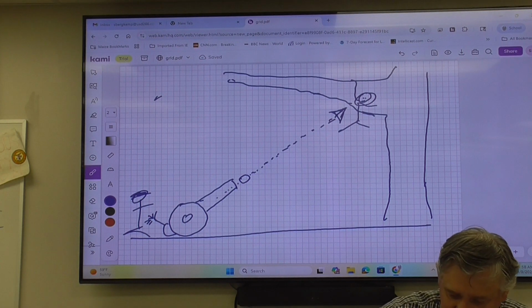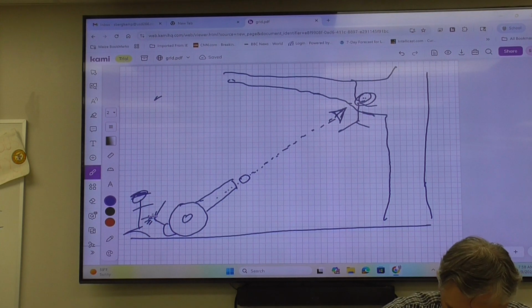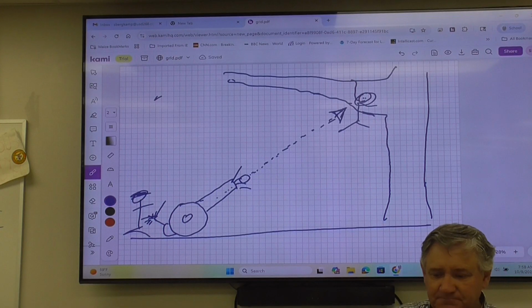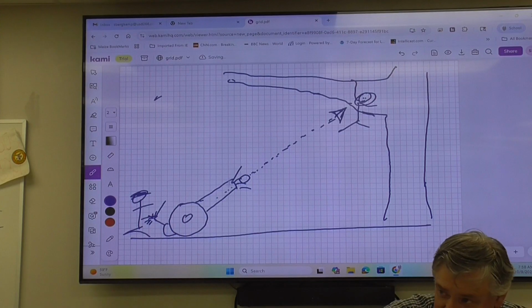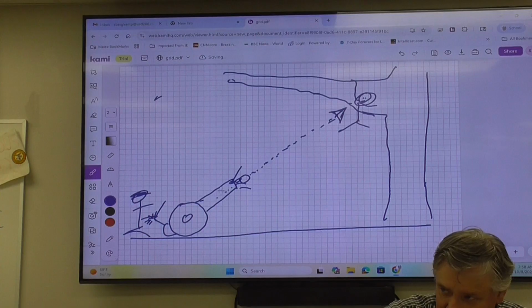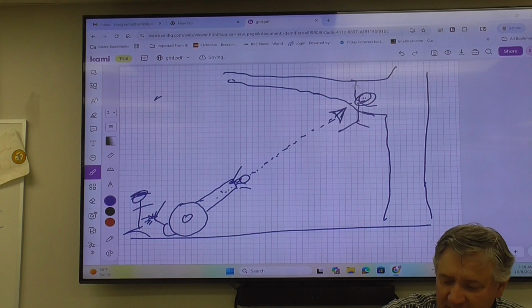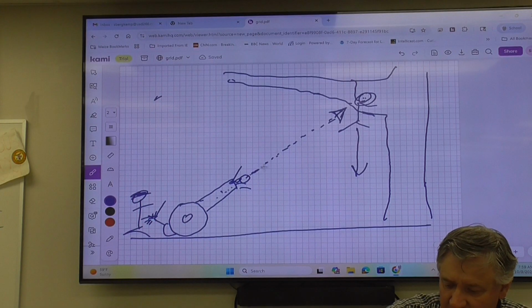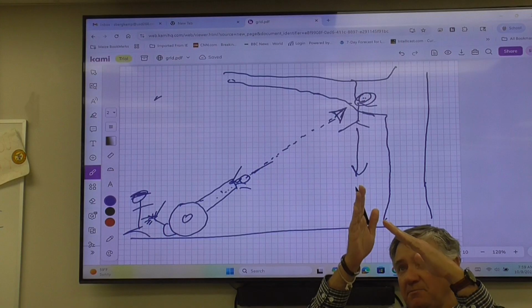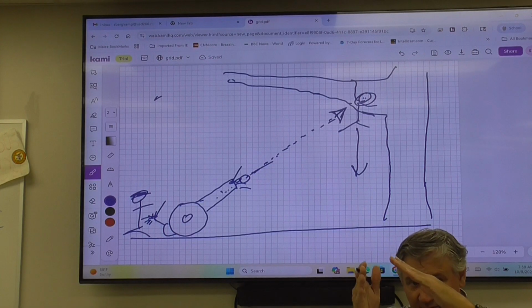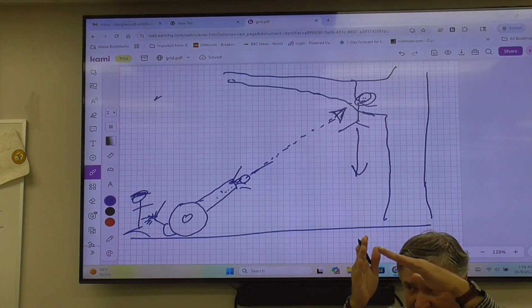So, as soon as the monkey sees the flash from the cannon and the ball has left the cannon, at that very instant that the cannonball leaves the cannon, the monkey lets go and begins to fall. Okay? So, the cannonball is going this way, the monkey has let go, and the monkey is falling. So the monkey is falling like this, the cannonball is going like this.